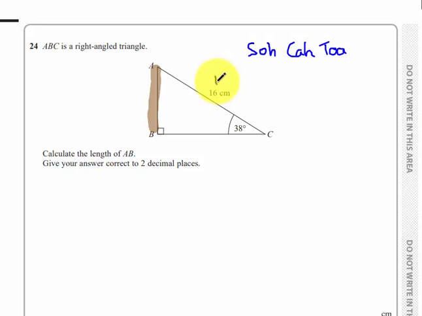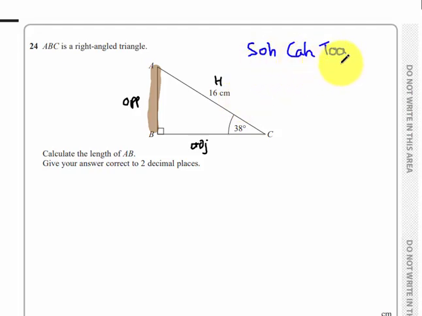I'm going to label the triangle. The 16 is the hypotenuse. The length I want is called the opposite because it's opposite the angle I'm dealing with. And the side BC down here, I don't need to work it out, but it is called the adjacent.